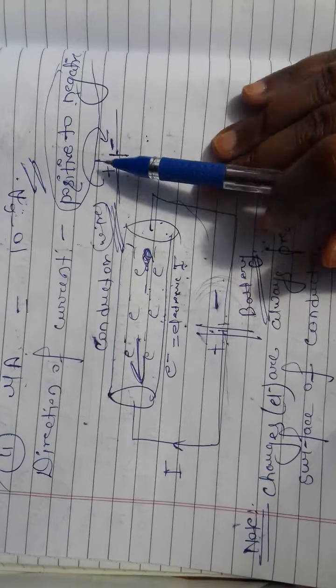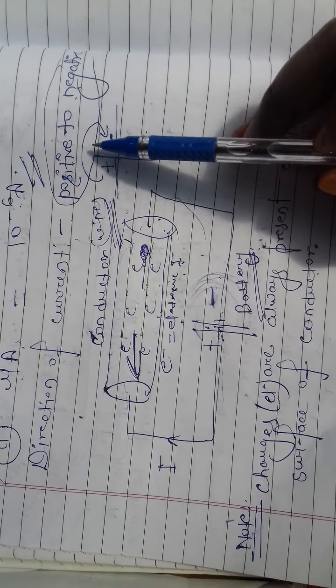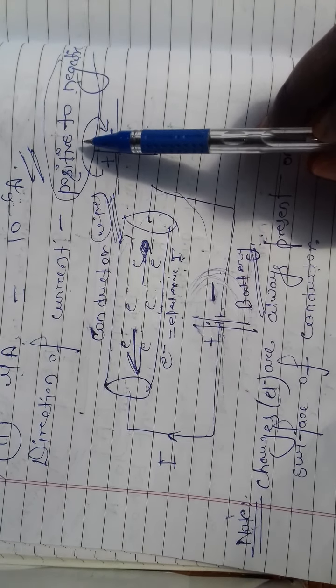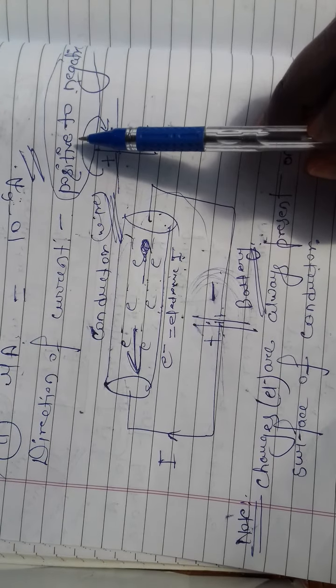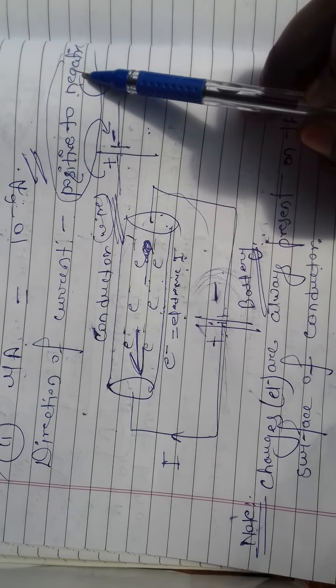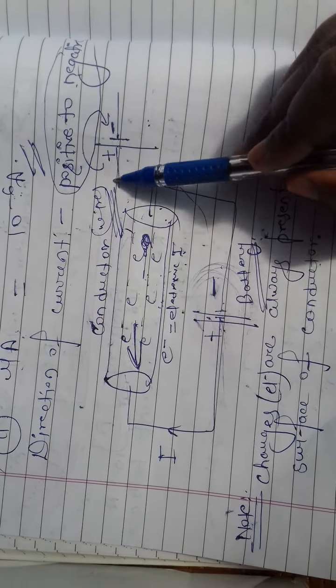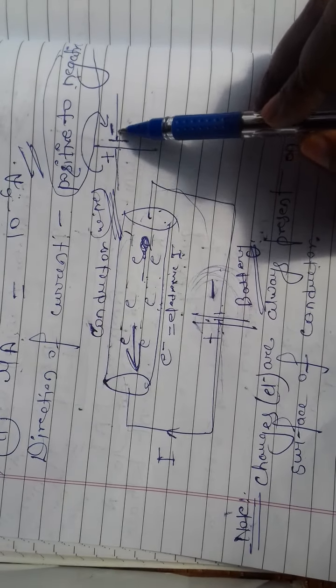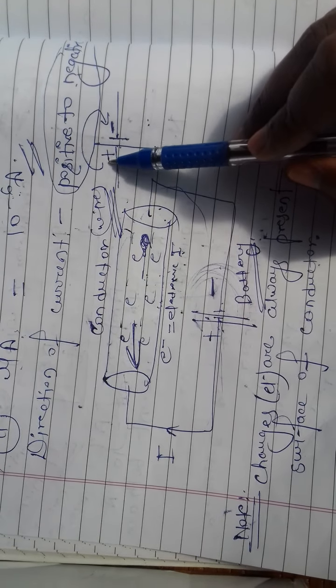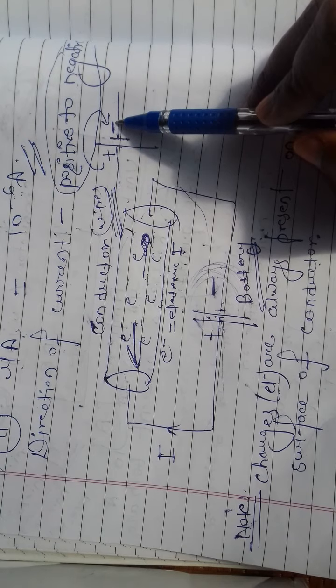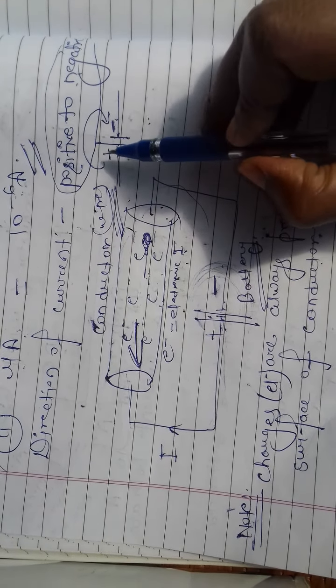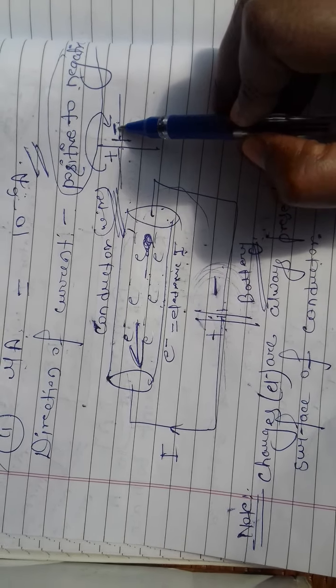Now we will see what the direction of current is. First, I want to tell you the direction of current is always taken from positive to negative. Suppose this is a cell. There are two types of terminals in the cell: one is the positive terminal and the second one is the negative terminal. So the direction of current is from the positive to the negative terminal.